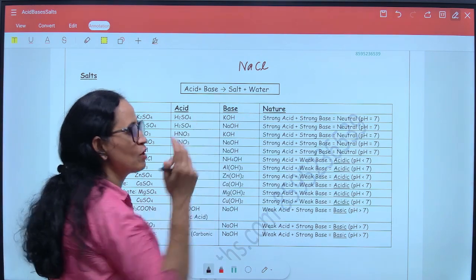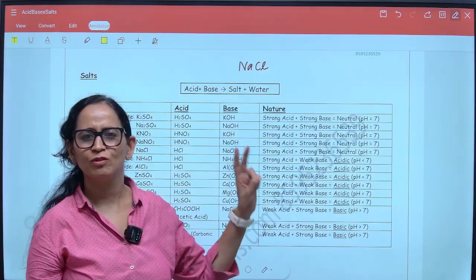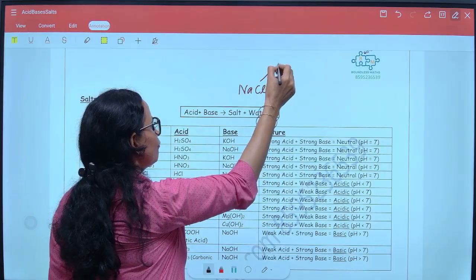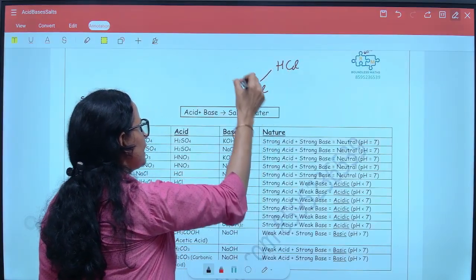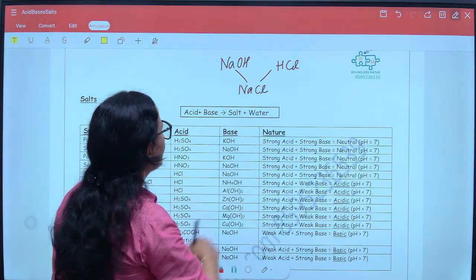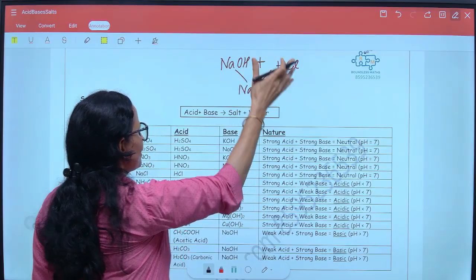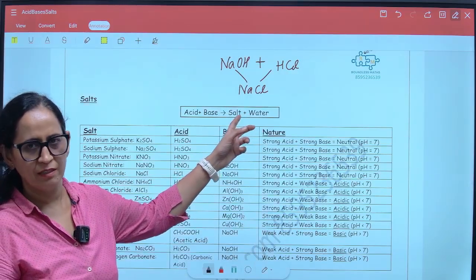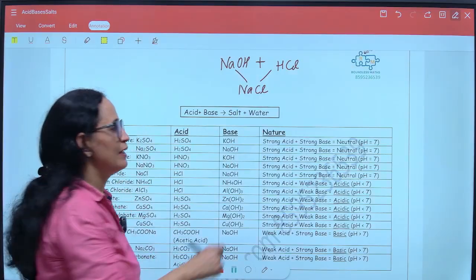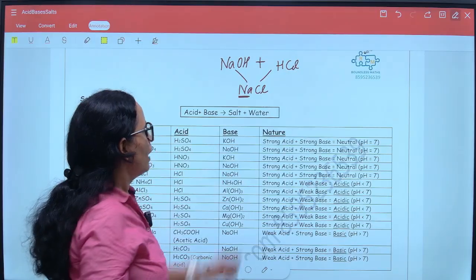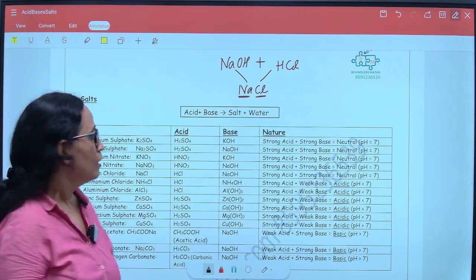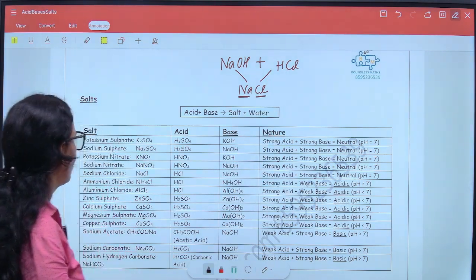As we know, the commonly used acids are HCl, H2SO4, HNO3. So the chloride ion probably came from HCl, and Na came from the base NaOH. So when you reacted NaOH and HCl, you got NaCl. So this was the base. How do you get the name of the parent base? By adding OH to the cation, and by adding H plus to the anion, you get the name of the parent acid.